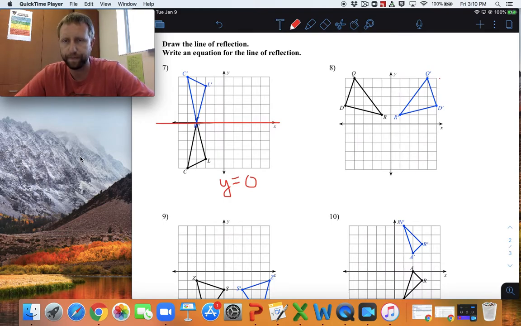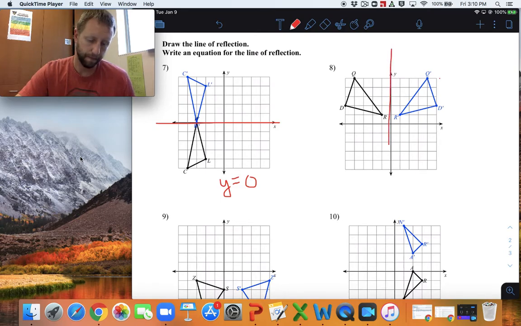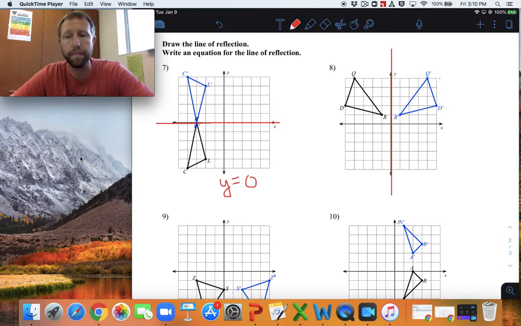For the next one, you can see the shape flips from the left to the right. The original shape there is in black. The new image is in blue. So I've got my line of reflection to be a vertical line. This time, it crosses through on the y-axis. So my equation for all vertical lines is always x equals some number. It's just going to be x equals 0 because that's where the y-axis is.